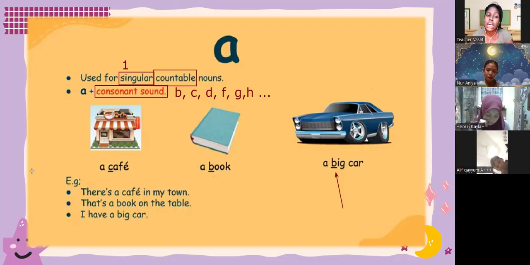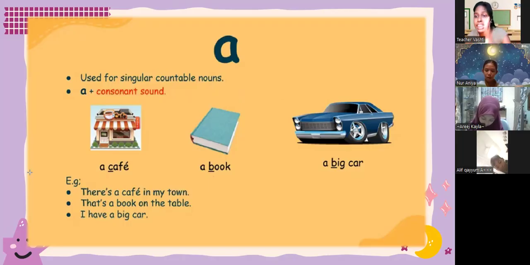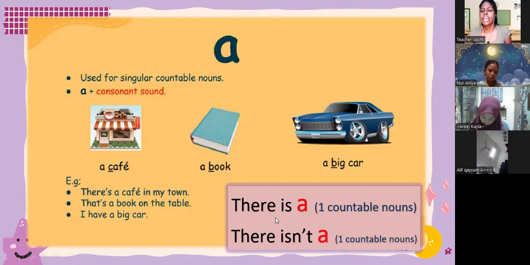Why do we use a? Sebab because it is one. You can count. And it starts with consonant. So, kalau ada, we say there is a. Kalau tiada, we say there isn't a.